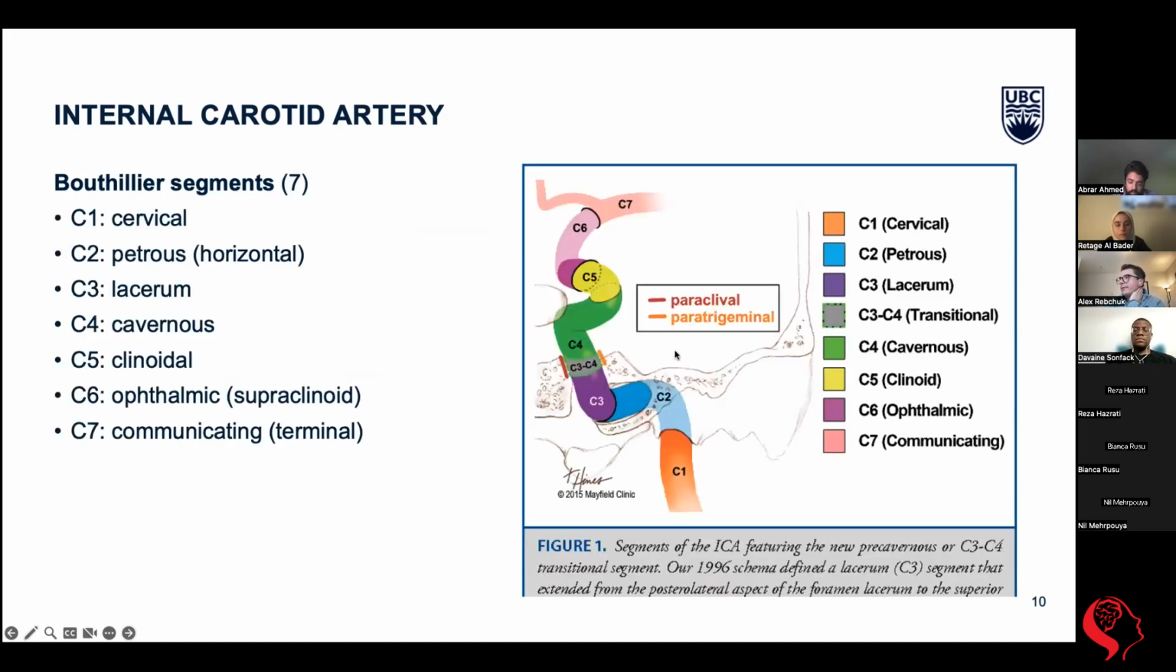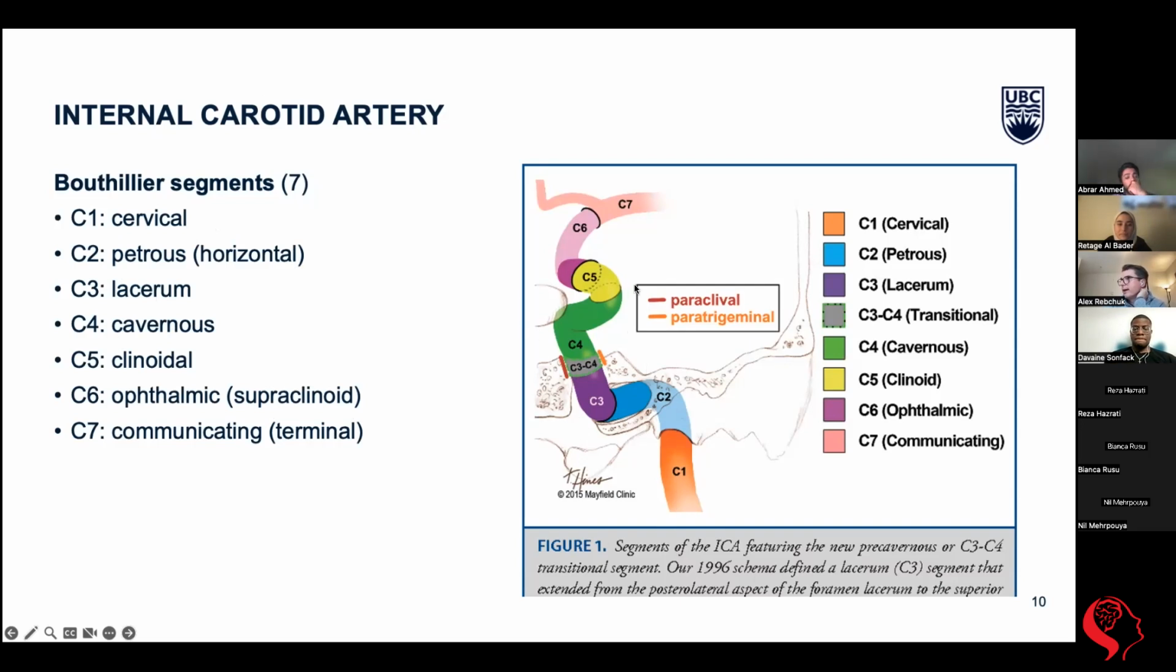You may have seen this before, but this is the classic diagram of it, and these are the segments. Being able to rattle these off is something else. If you don't know this or haven't heard of this, I would read it. But being able to rattle off a few of these segments, they're all named for where they are. The cervical is within the cervical carotid, the petrous in the petrous bone. The last one, the foramen here that the ICA runs within, is called the foramen lacerum. So that's that segment. The cavernous segment is named for the cavernous sinus.